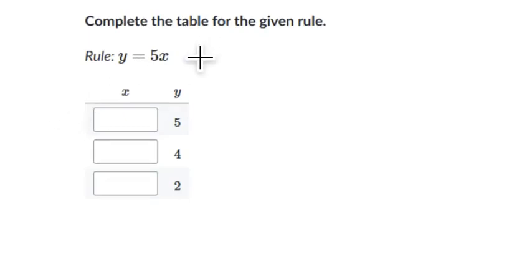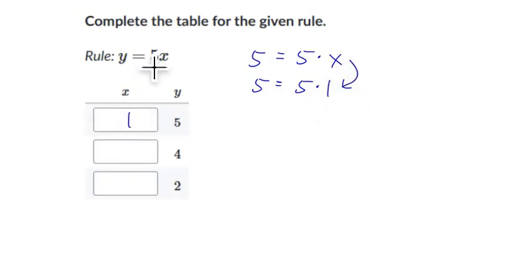Something a little different happens here. The rule is y equals 5 times whatever x is. So here we have our y, it's our output, and that's going to equal 5 times some number. All right, so we know that 5 equals 5 times 1. So x must equal 1. So we have an input of 1, we multiply by 5, and we get our output.